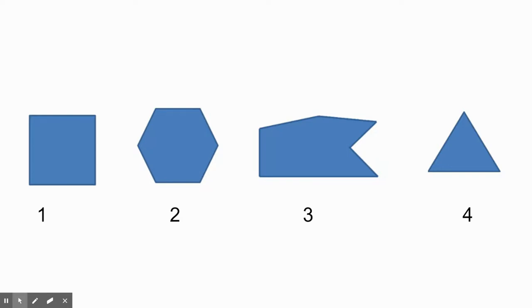Which one of these is the irregular polygon? Which number? It was number 3. Can you tell what shape? Can you name what polygon number 3 is? What is it called? It has 6 sides, so it is an irregular hexagon.